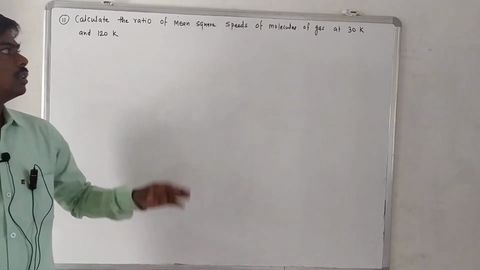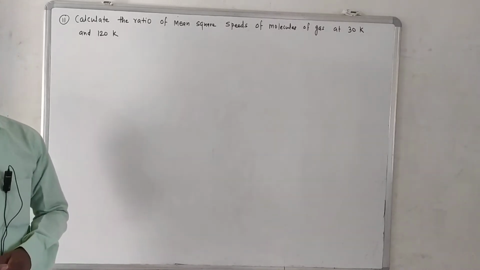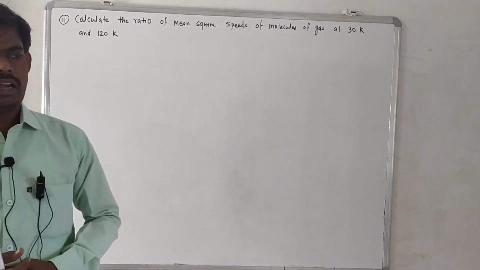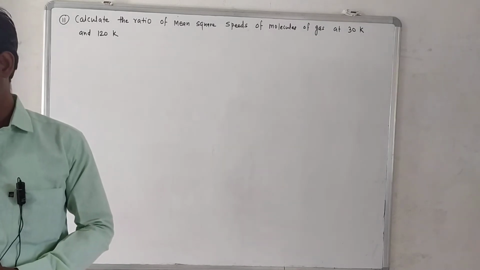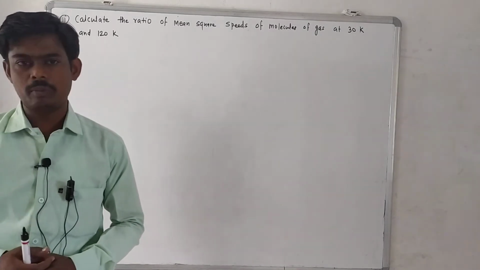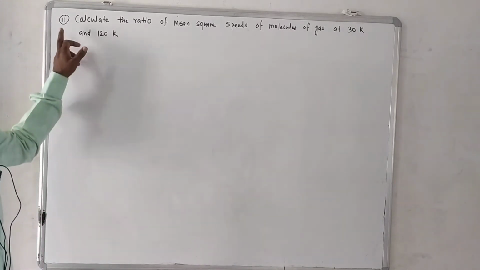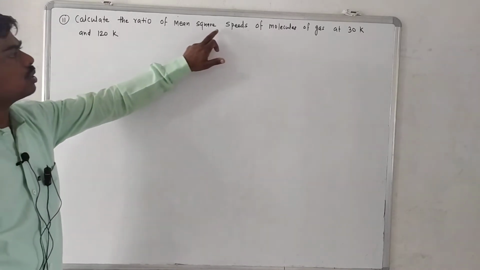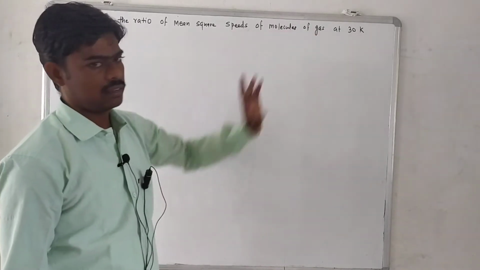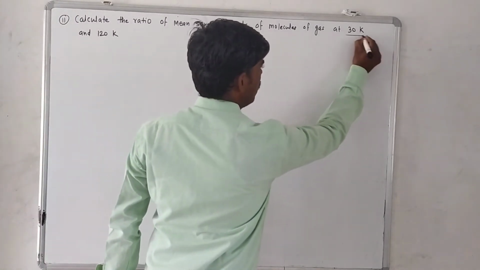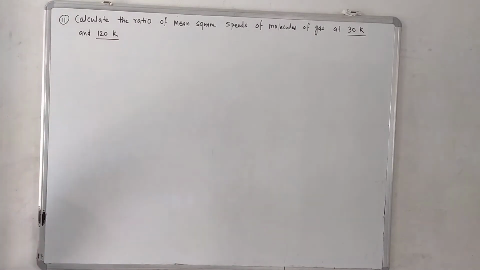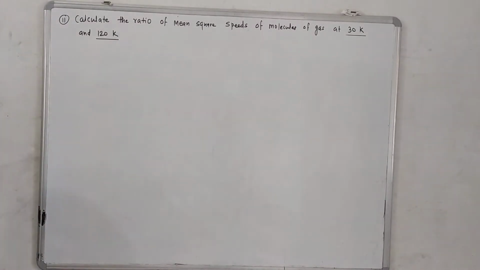Hello student, this is our lecture on the problems related to kinetic theory of gases and radiation, and I will take the problems from the unsolved exercise of the Maharashtra State Board book. Problem number 11: calculate the ratio of mean square speed of molecules of a gas at 30 Kelvin and 120 Kelvin. Two different temperatures are given, and we have to find the ratio of mean square speed of molecules.